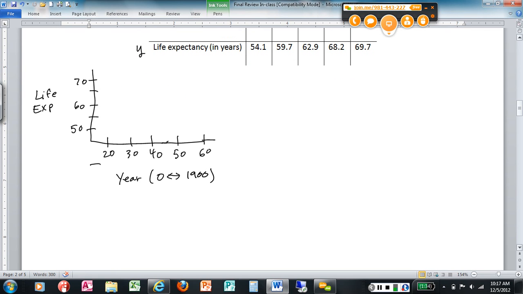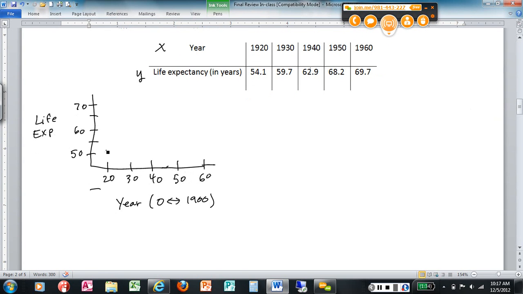Okay. All right, so 20, we go with 54.1. 30 with 59.7. 62.9. 68.2. Yeah, these are going up nice and linearly, looks like to me. They pretty much follow a line, so it's going to be easy here to draw a line. But remember, what we did was it says draw the line of best fit. We're just going to pick a couple that kind of go through the middle.